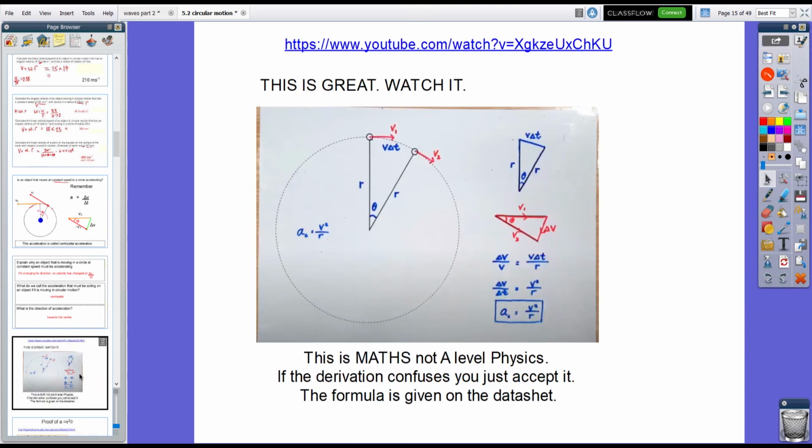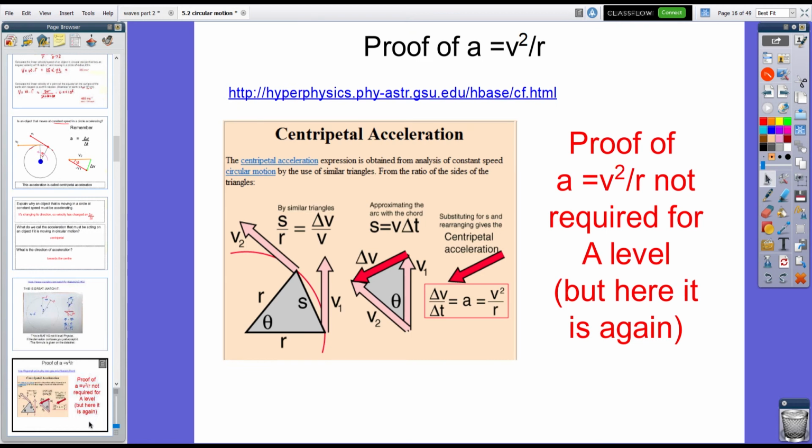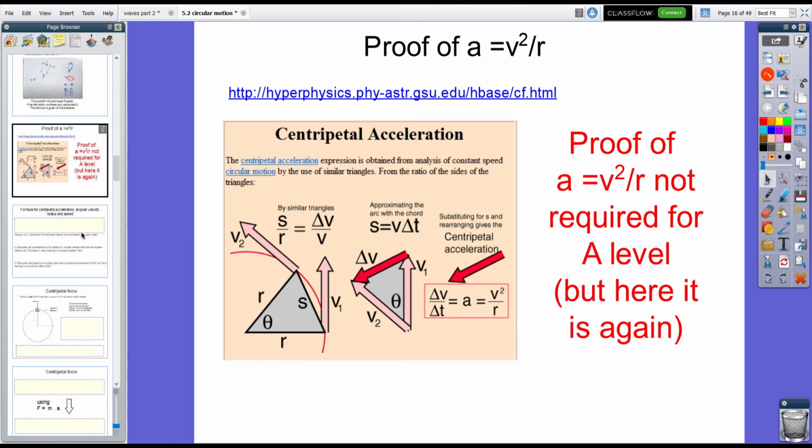So please take a minute. I really think this is a fantastic video. It explains in a little bit more detail the mathematics. He's doing a circle, he's doing two objects moving in the opposite way, and he explains how you get to this formula that we're just about to introduce. You don't need to be able to derive this formula, but this is a relatively simple derivation. It's nice and straight and concise. So have a look at that, and it just might help you understand it. Here's another one. This is from Hyperphysics. It's a similar proof of a equals v squared over r, but I think the YouTube video is much better.